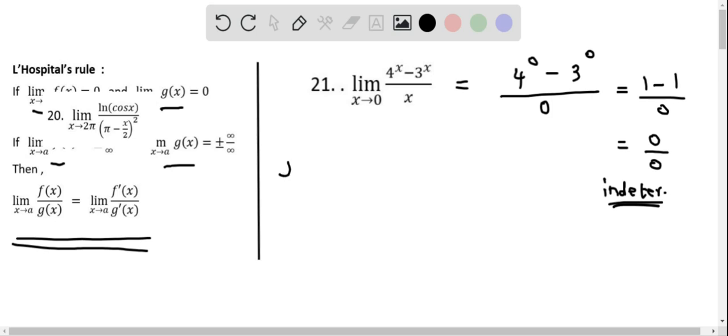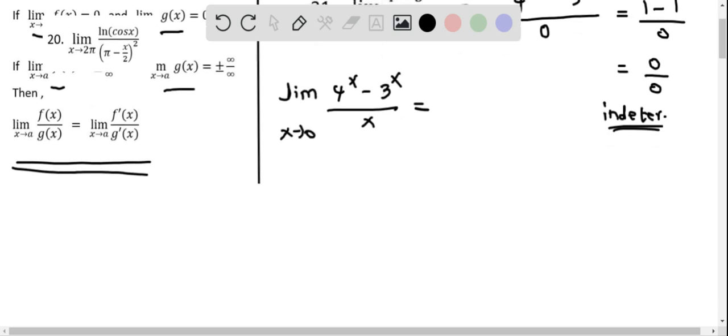So let's do that. So we have the limit as x approaches 0 of 4 power x minus 3 raised to the power of x over x, and this is equal to, we have to find the derivative of the numerator. So let me find it here. For this, I'm going to use the derivative formula for a power x. So a raised to the power of x, if you find the derivative according to the derivative rules, is a raised to the power of x times the natural logarithm of a.